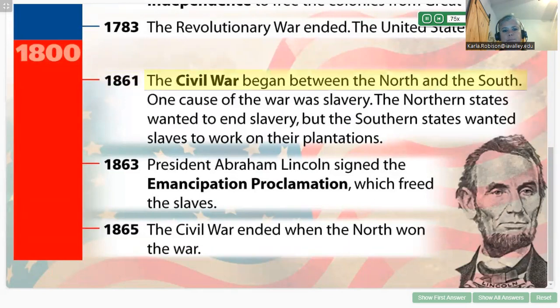1861. The Civil War began between the North and the South. One cause of the war was slavery. The northern states wanted to end slavery, but the southern states wanted slaves to work on their plantations.